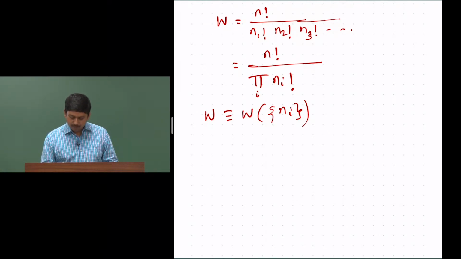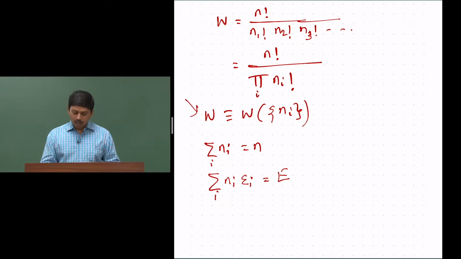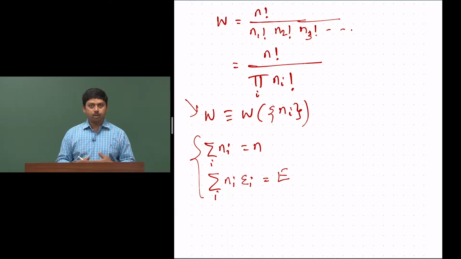One constraint is that the total number of particles, the sum over i of Ni, is n, which is a fixed quantity, and the total energy, which is the sum of Ni Ei, is some value E, that is also fixed. So, if we maximize this particular W under these constraints, then we can see what kind of W we are going to get. Whatever W we get will be the most probable distribution, W for the most probable distribution. And as you have seen, that is enough for getting the statistics. So, that most probable distribution will be enough.